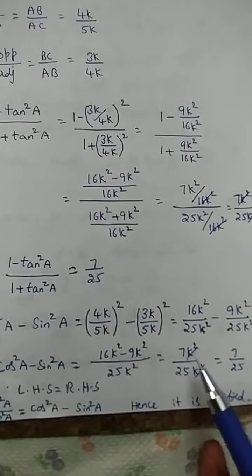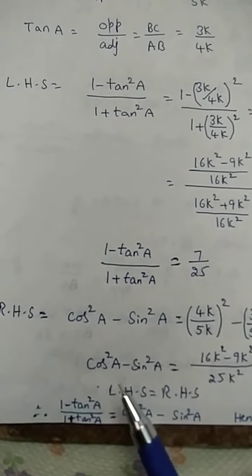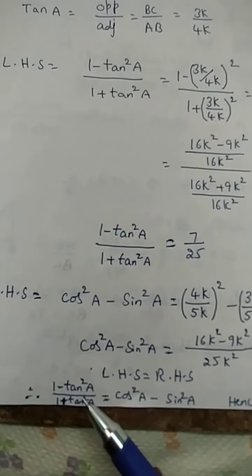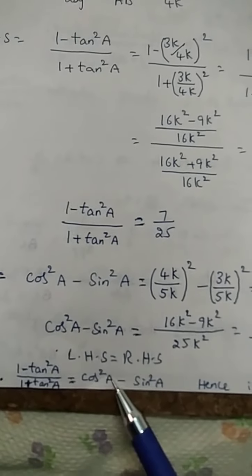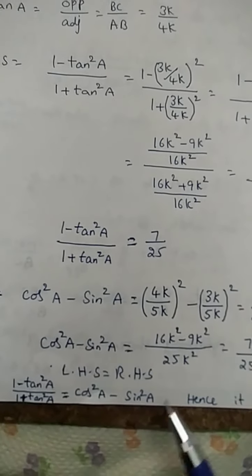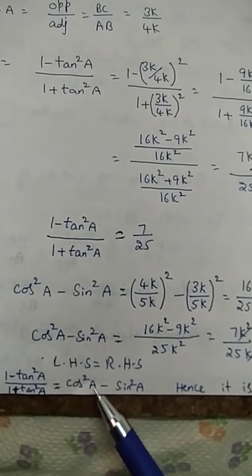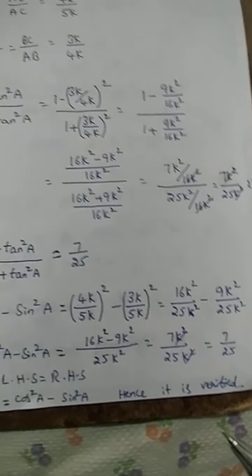That's the RHS value. What about the LHS value? 1 minus tan square A by 1 plus tan square A is also equal to 7 by 25. Both LHS and RHS are the same, so therefore LHS is equal to RHS. So what we verified here is that 1 minus tan square A by 1 plus tan square A is equal to cos square A minus sin square A. Based on this procedure, we can verify the given statements. Hence it is verified. This is the way to solve these problems.